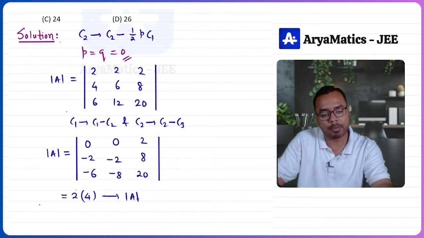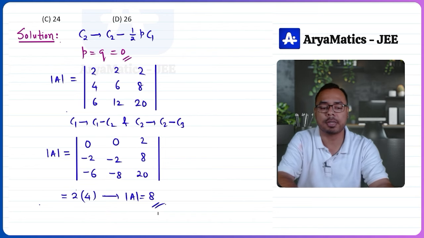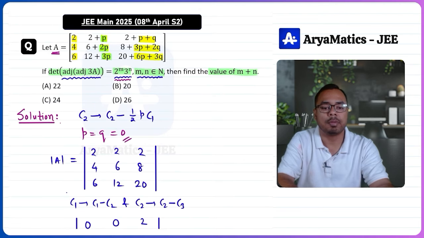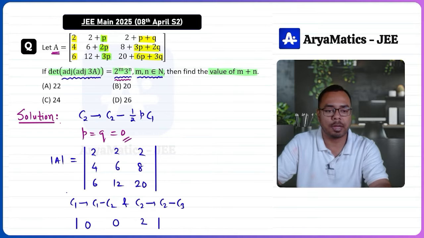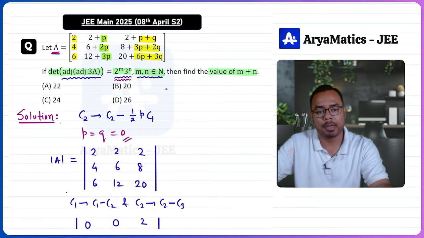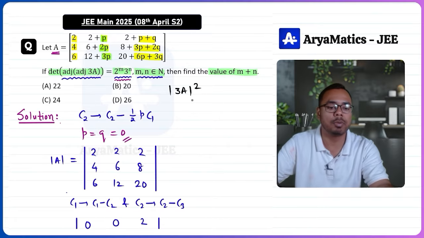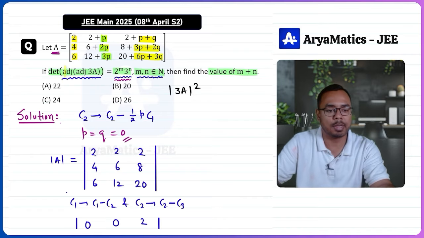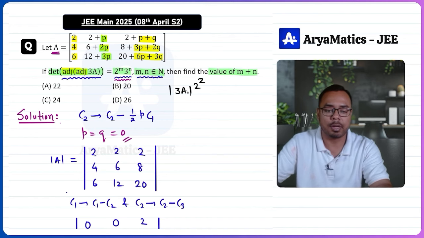That means determinant of matrix A, this is nothing but A, right? That is determinant of matrix A. And now we need to find this thing. We have to find the determinant of adjoint of 3A, right? Now we know that this will be nothing but the determinant of 3A, raised to n minus 1. n is 3, so n minus 1 will be 2. And we have adjoint twice here, right? Adjoint of 3A.